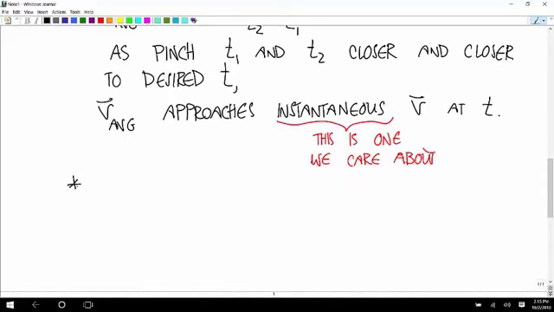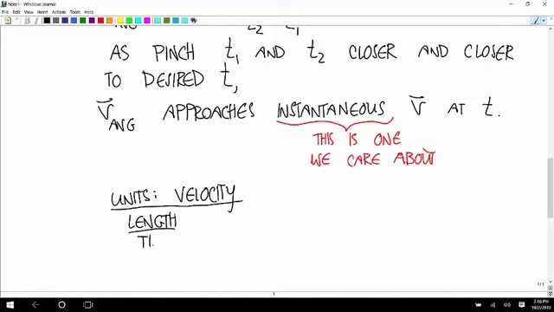There's a couple of things to notice about the velocity vector. Oh, sorry, before I do that, let's do the units. All the units are the same as they were in 1D. So the units for the velocity vector are always going to be length over time. And so if you're using SI units, meters per second.